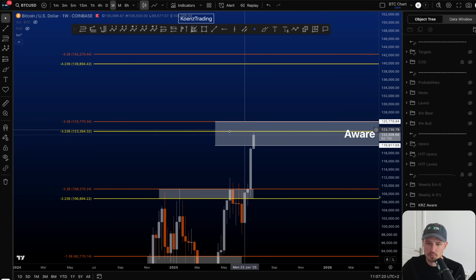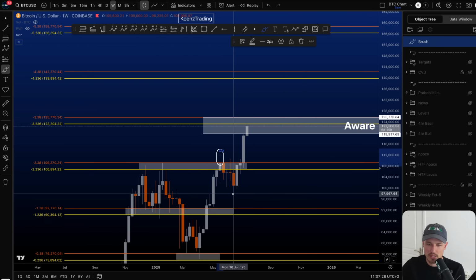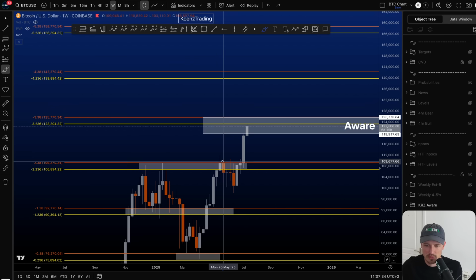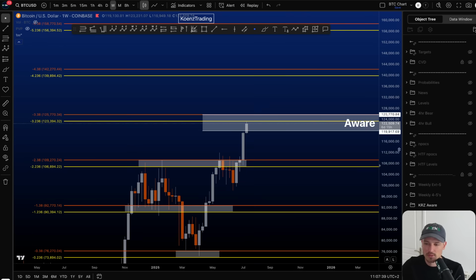And we are now approaching this area here at 123.3, 125.8. Now, mind you, we can easily wick above as well and then reject. So price action above 125, but then the weekly candle still closes around the pocket. That is something we can see.